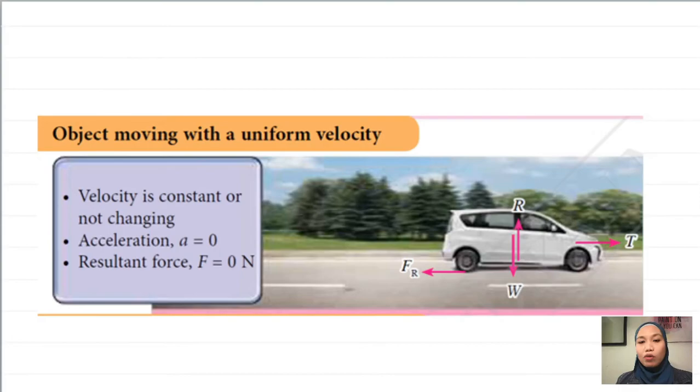For an object moving with a uniform velocity, we can consider the forces acting on the car in the x-axis, which is thrust to the right, if you refer to this diagram, and frictional force to the left. When the velocity is constant, what happens to a, which is acceleration? Acceleration equals 0, right? So when we apply Newton's second law, F equal to ma, there is no resultant force.